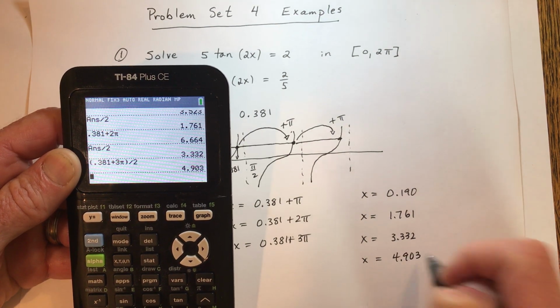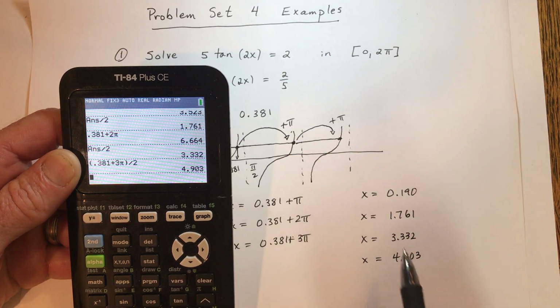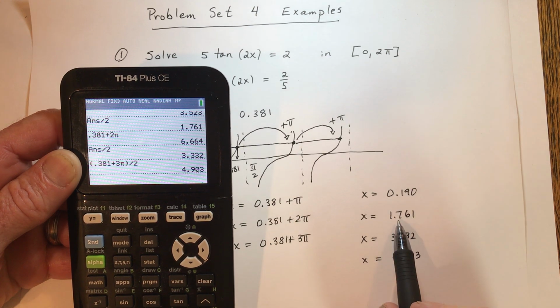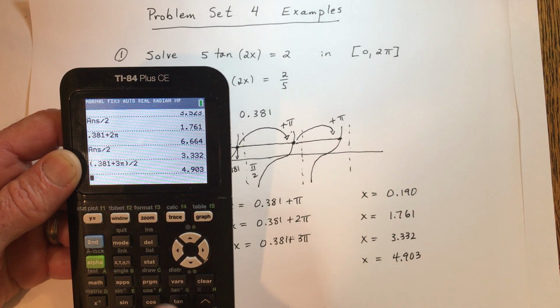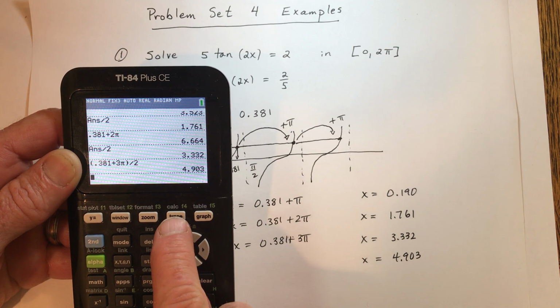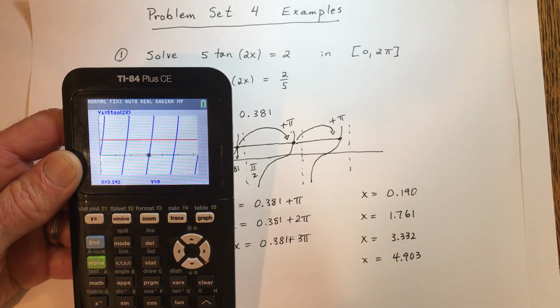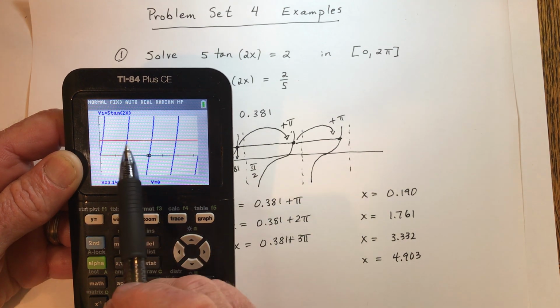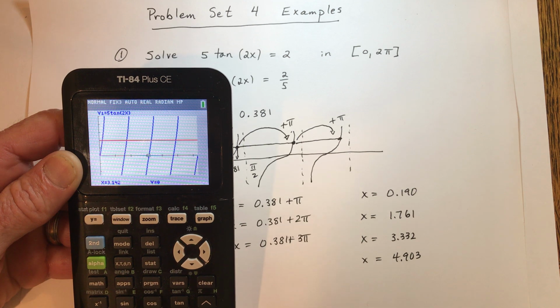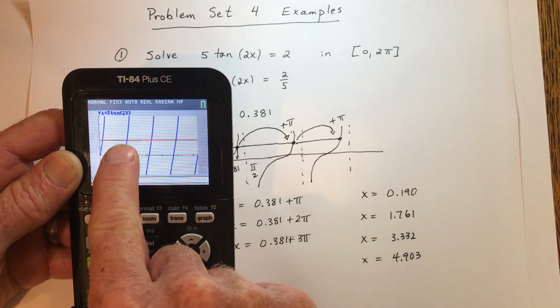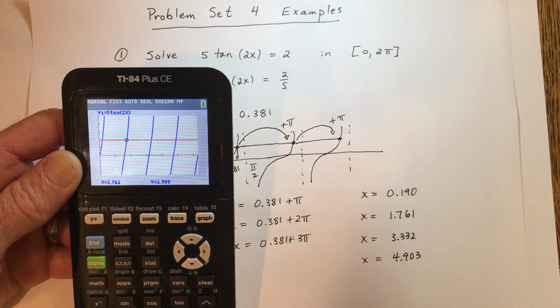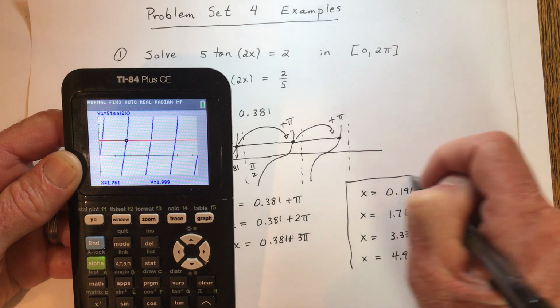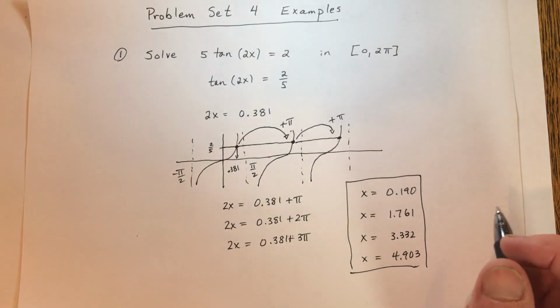Now what I'm going to do is check to see if these answers are correct. What I'll do is just randomly pick one, this one. And if that one's correct, most likely I got them all correct. So just go back to the graph, or you could go to trace. This is the second answer, so that should be this one right here. So this one right here should be 1.761. 1.761 should be that point right there. Excellent. So I'm pretty confident that these are correct.